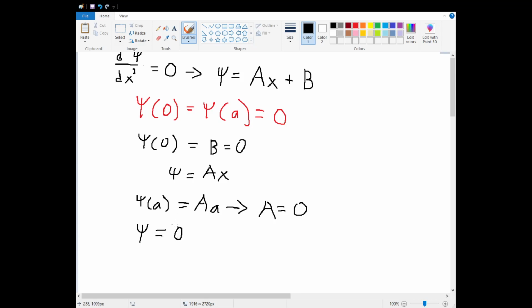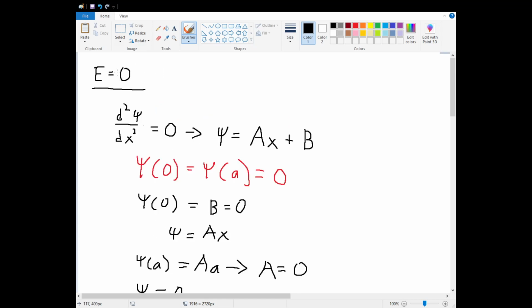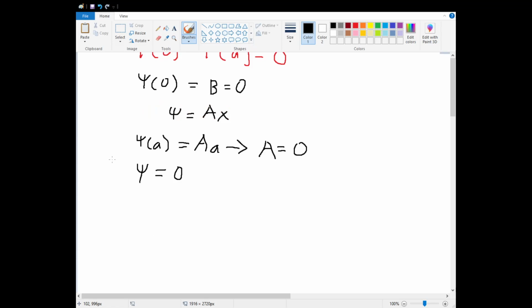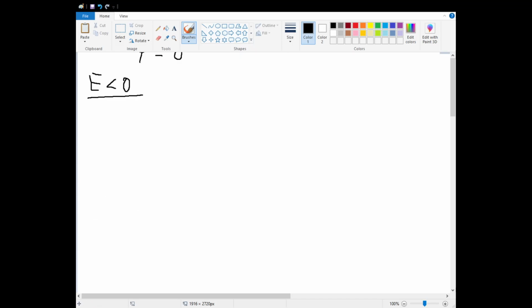And this is obviously a trivial solution. It just represents the absence of a particle. So therefore, it is not possible to describe a particle inside of a square well with an energy of 0. We'll get to the implications of this later on, but for now, let's move on to the second part, which is the case where the energy is less than 0. Hopefully, we get something for this. Obviously, we won't, but let's just see how it doesn't work.